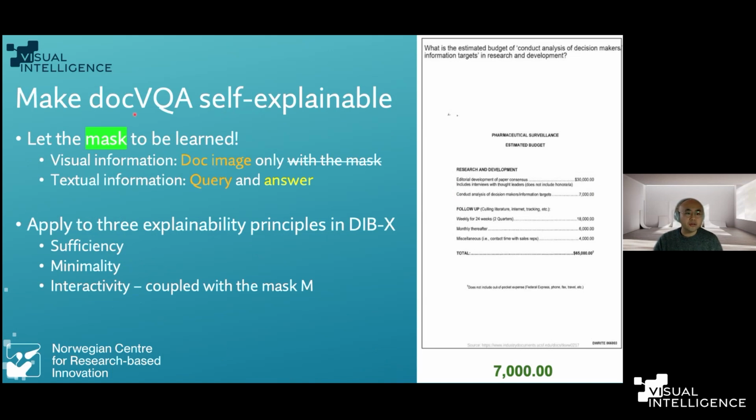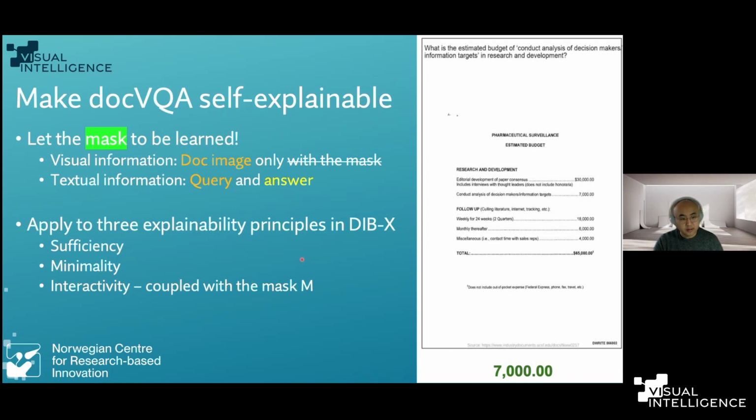And what we want is to make this docVQA self-explainable. Instead of using this given mask, like this bounding box, we want to make it learn within the system. So what we want is to make a right answer based on this document image only and this query without having this mask here. And then we apply these explainability principles in DIB-X: sufficiency, minimality, and interactivity.